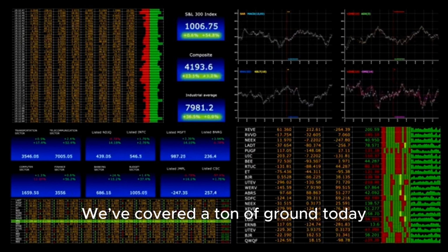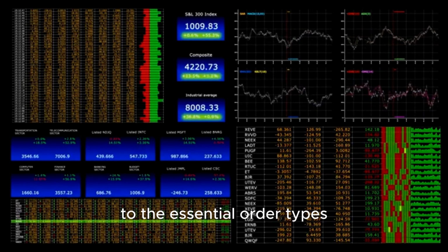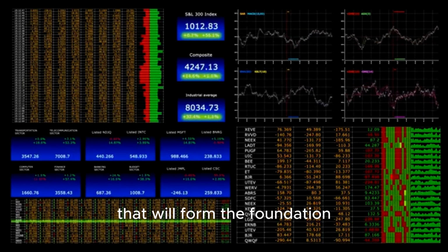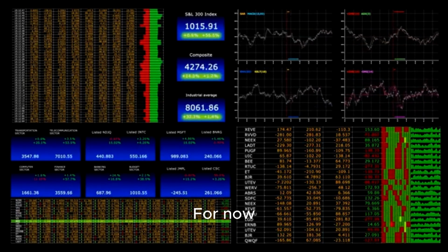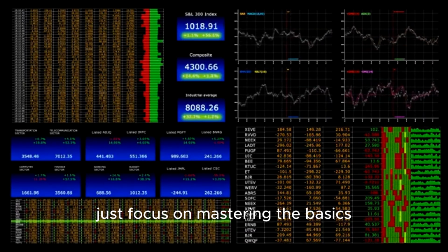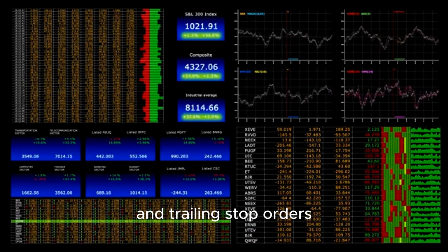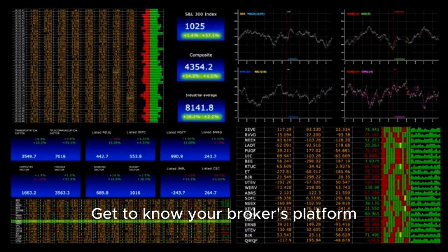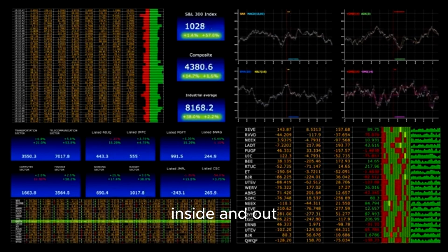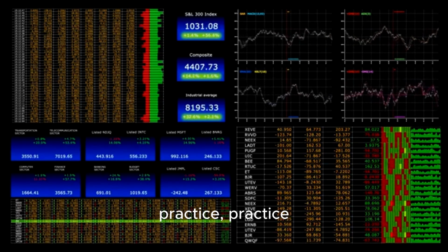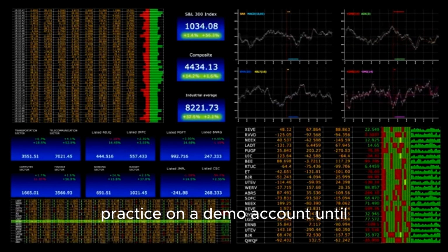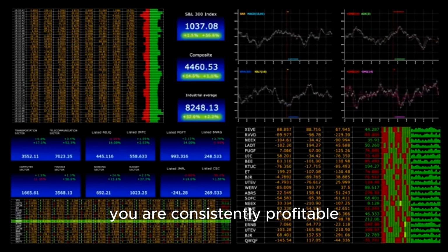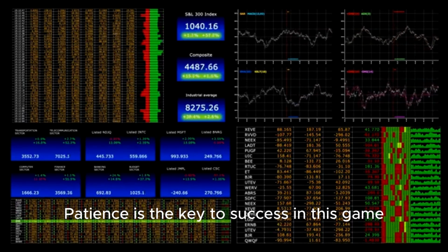We've covered a ton of ground today, from the basic lingo to the essential order types that will form the foundation of your trading career. For now, just focus on mastering the basics: market, limit, stop, and trailing stop orders. Get to know your broker's platform inside and out. And most importantly, practice on a demo account until you are consistently profitable. Patience is the key to success in this game.